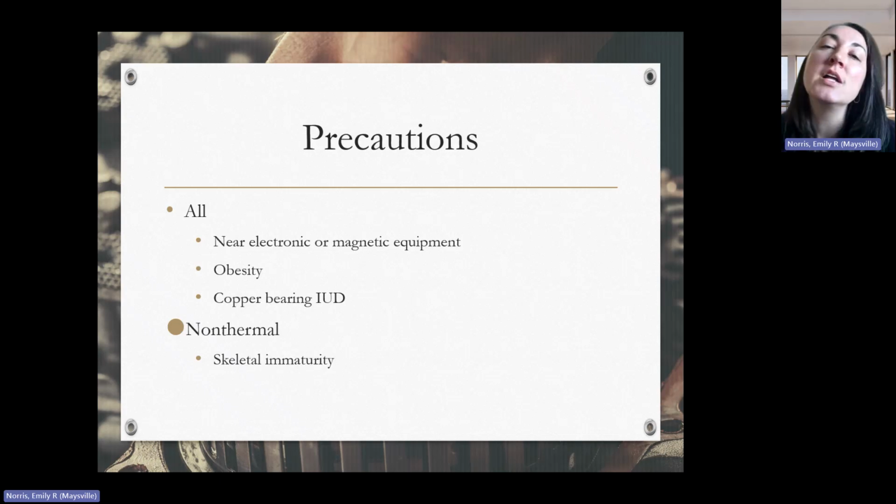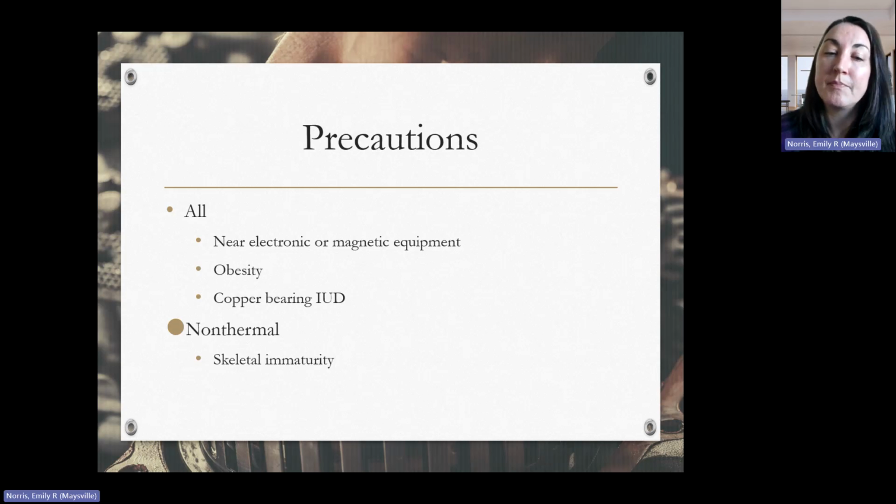Precautions for all types of diathermy. You don't want to use near electronic or magnetic equipment. It could interfere. For obesity, it did say that it's most likely to cause burns in fat. So whereas like ultrasound, you want to be cautious over bone because it could overheat over the bone area, with diathermy, it could overheat in more fatty areas. So that's why obesity would be a thing.